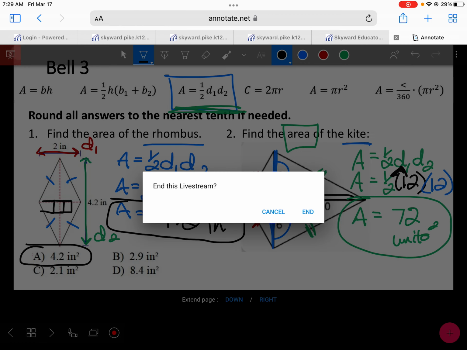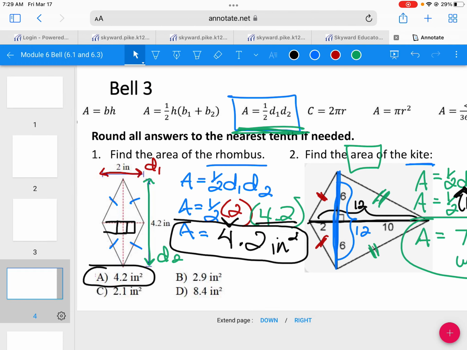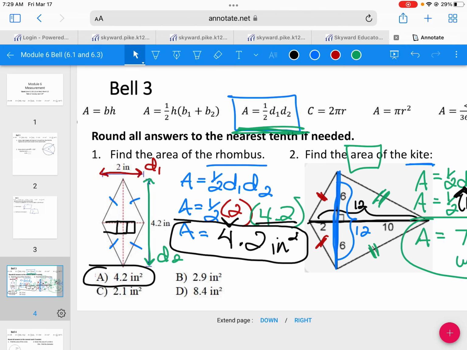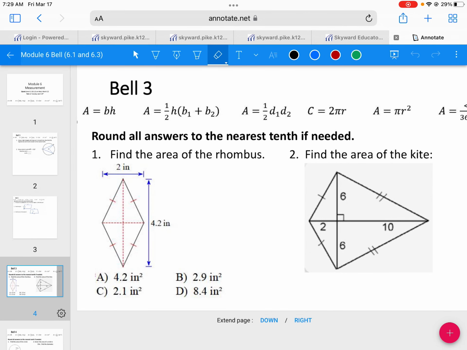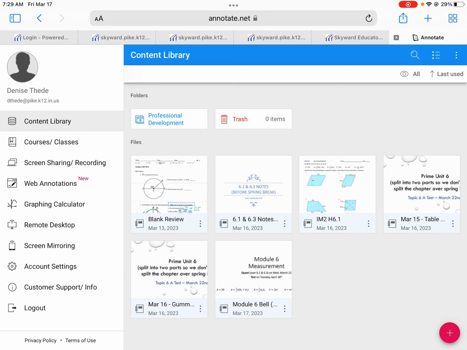All right, let's go now to page 7 of your notes. We are talking about area of circles and sectors. Circles and sectors.